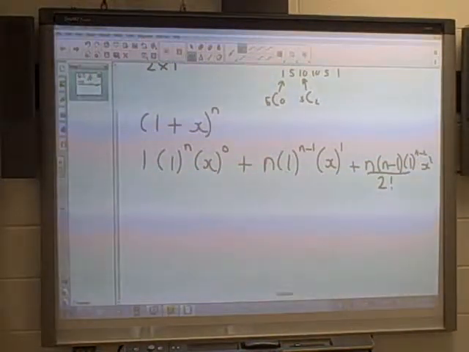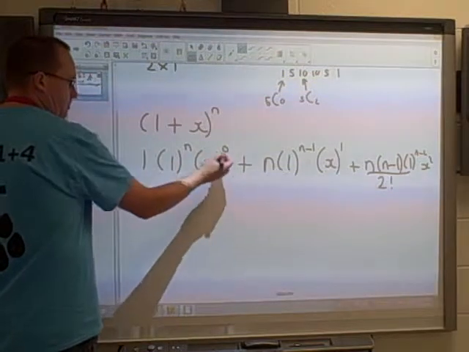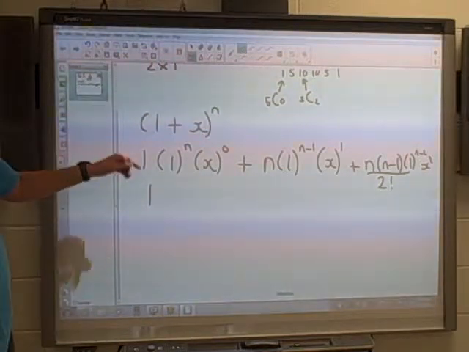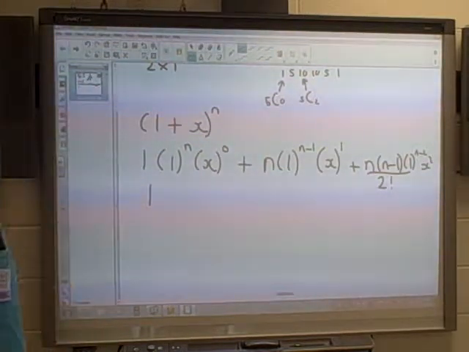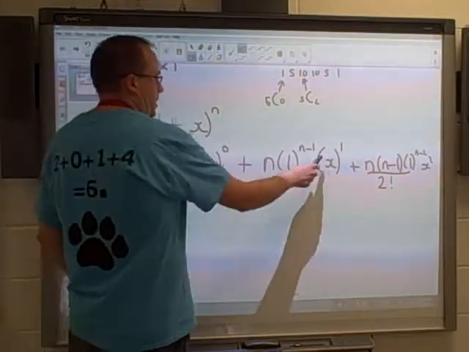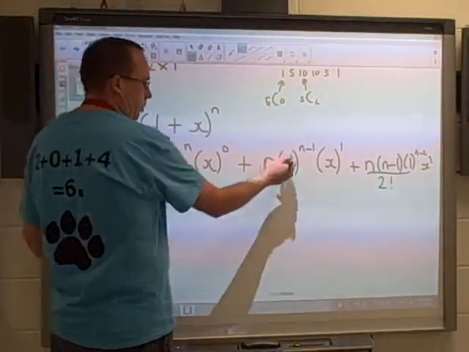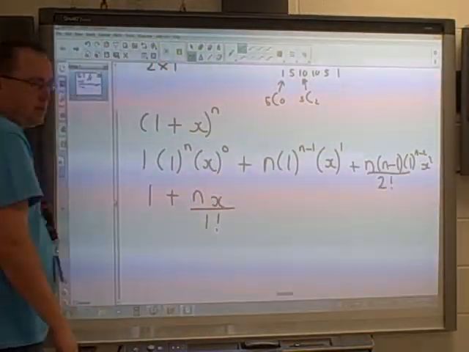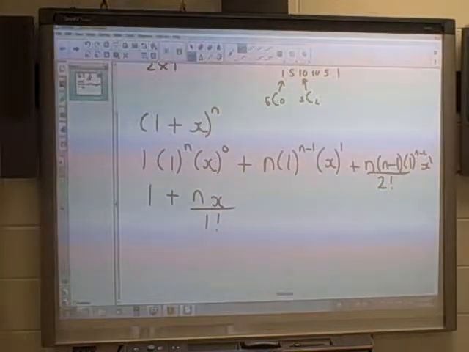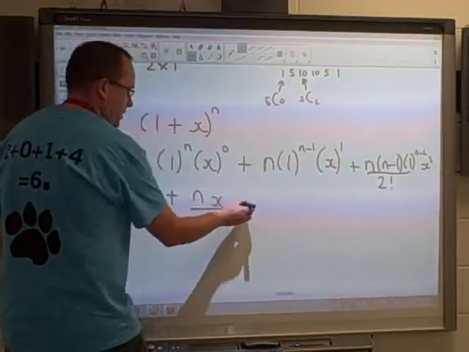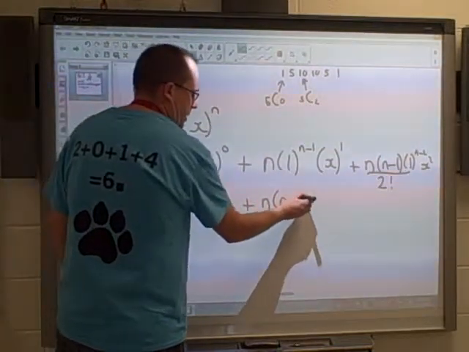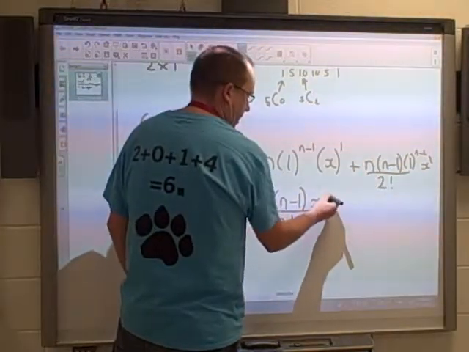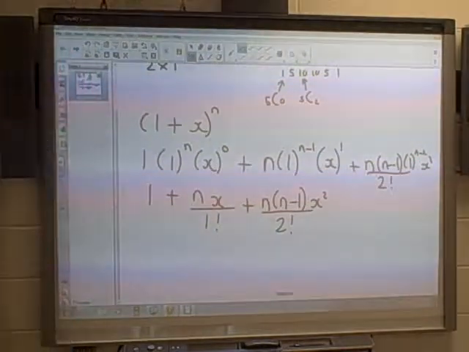Now if I simplify all this, this is 1, this is 1, and so is this, so I just get 1. And we could have known that from the start anyway, just by doing 1 to the power of n, which is how we find our first term. Now for our second term, x to the power of 1 is just simply x. 1 to any power is 1, so what I end up with is n. Now to make this a little easier to see the pattern later, I'm going to put divided by 1 factorial, which is just 1. Now for our third term, we have n times n minus 1 over 2 factorial times x squared. Once again, 1 to any power is just going to give us 1.